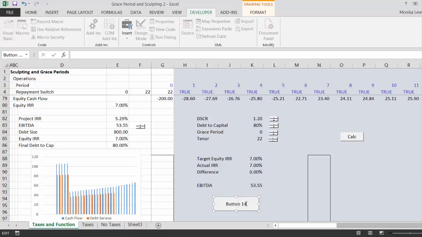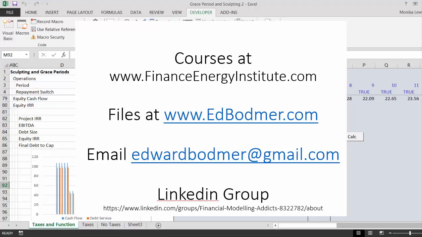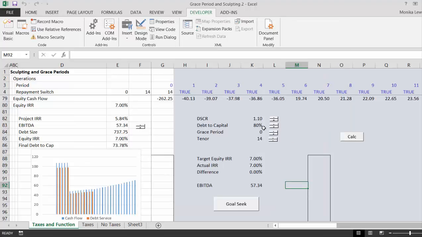Okay. Why that? I still don't have any idea why it does that. Okay. Let's put the tenor way down. Then we're back to the debt to capital constraint. So then if we really want to get aggressive, we do this, and we're still in the debt to capital constraint. So I don't know what else we could do.